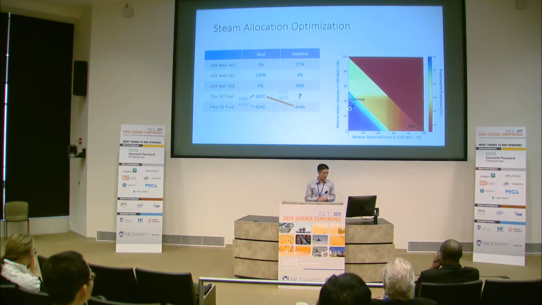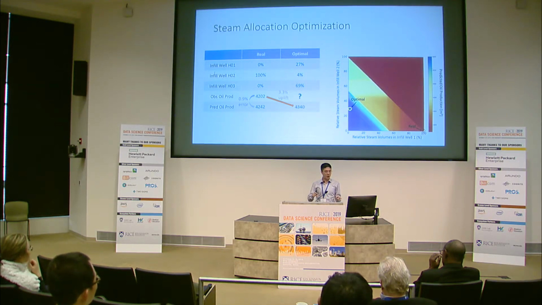In the table, the middle column is the real scenario. We can see 100% of the steam is injected into in-field well 2, and the observed production is about 4,200. So this real case corresponds to the right corner in the right plot, inside that dashed circle here.